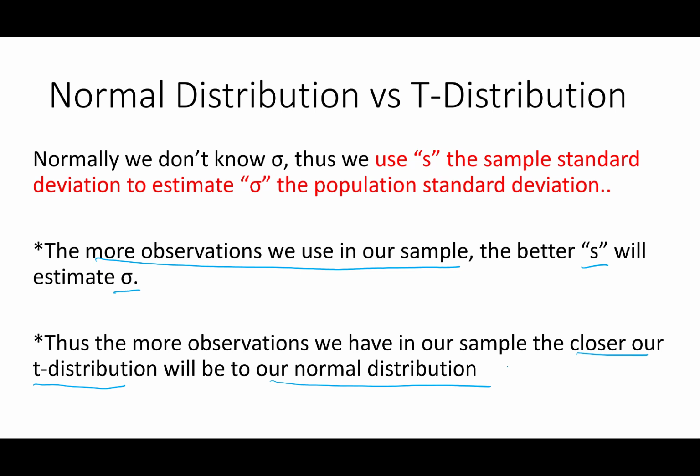As our sample size increases, our estimate of the population standard deviation is going to get better and better. There's going to be less variability with our estimate as we increase our sample size. Thus, this t-distribution will become closer and closer and closer to a normal distribution.